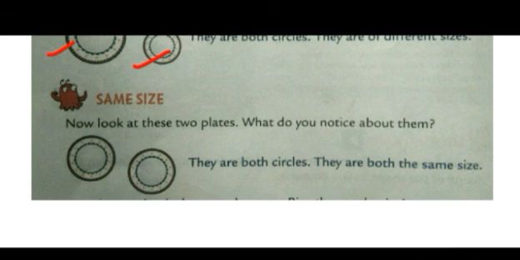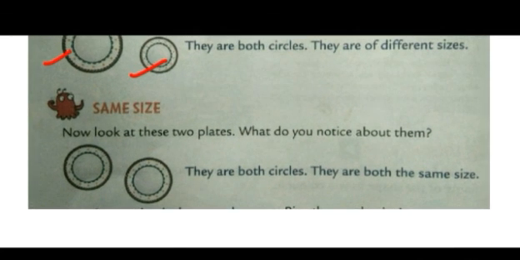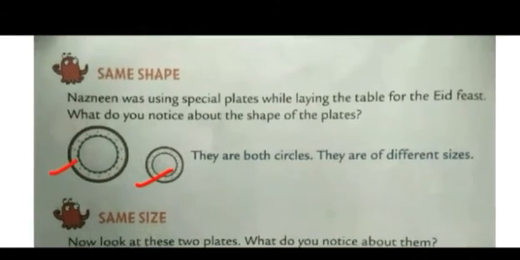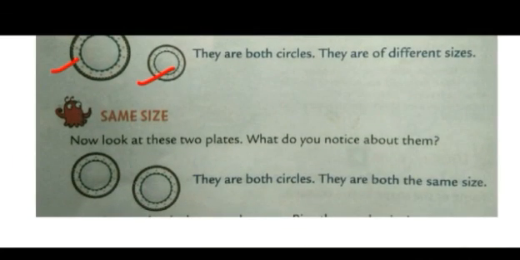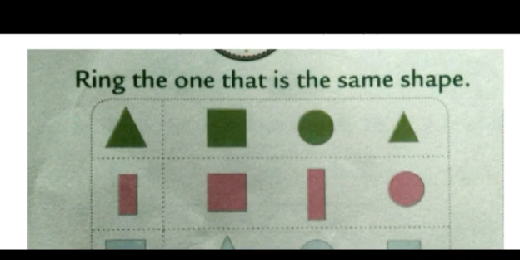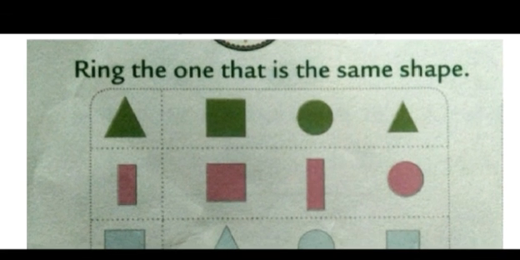Now look at these two plates. What do you notice about them? Now just see both the plates. They both are circles, but both are of same size. So this is the difference between same size and same shape. Okay, scholars? So scholars, just now we have studied about the same shape and same size.